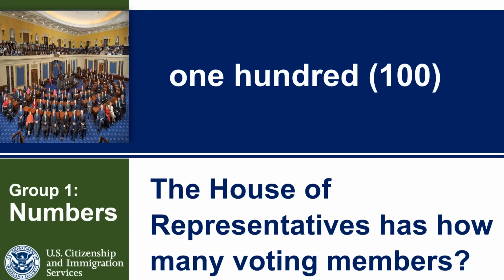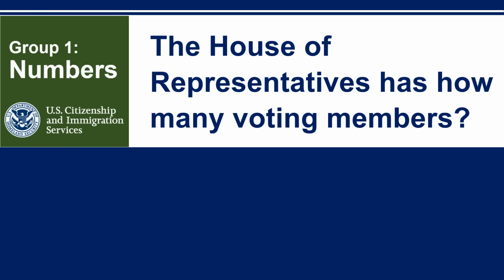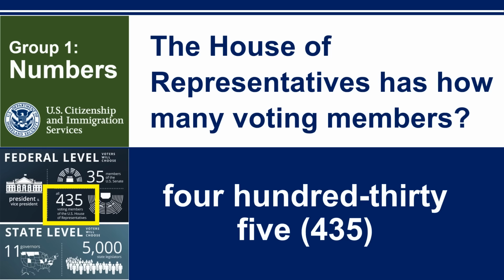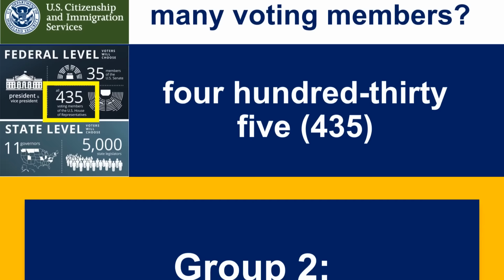The House of Representatives has how many voting members? 435. Group 2. Dates.